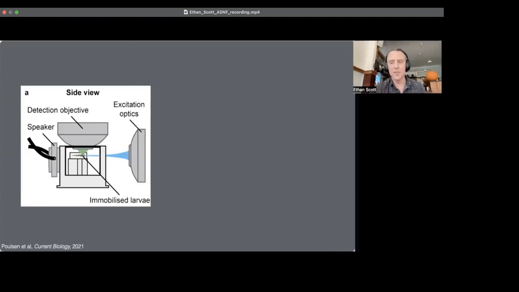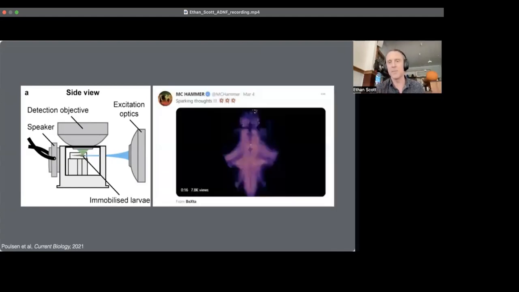She played Zebrafish Larvae, You Can't Touch This by MC Hammer. And I won't show you the video or play the music, but she tweeted about this in what is no doubt going to be the high watermark of my lab's fame. The good Reverend Hammer actually retweeted this himself. This was a zebrafish larva here responding to his song.